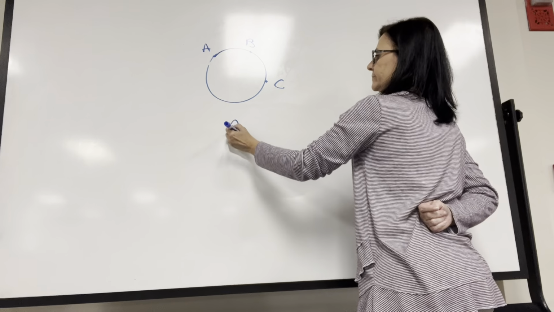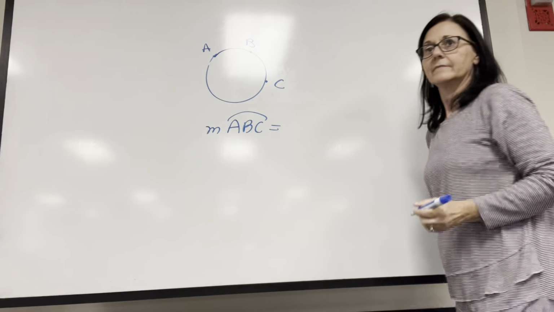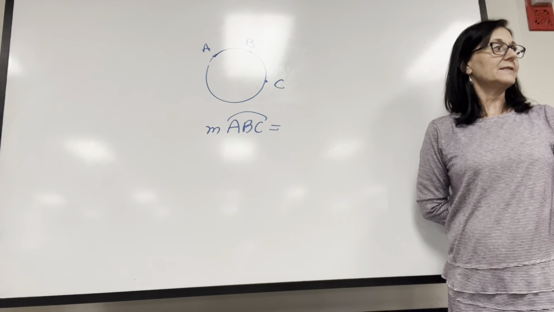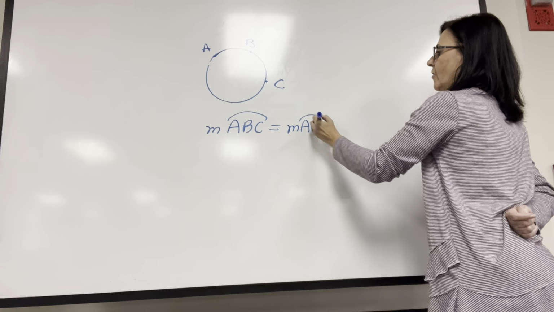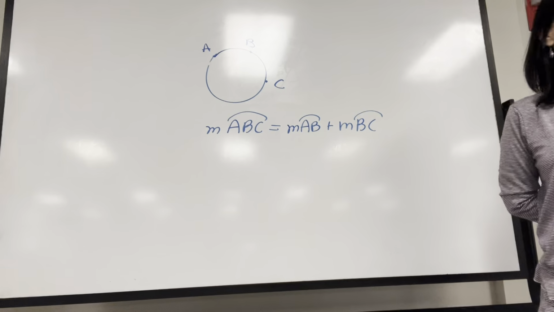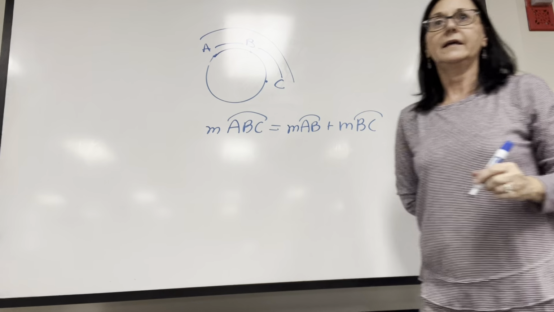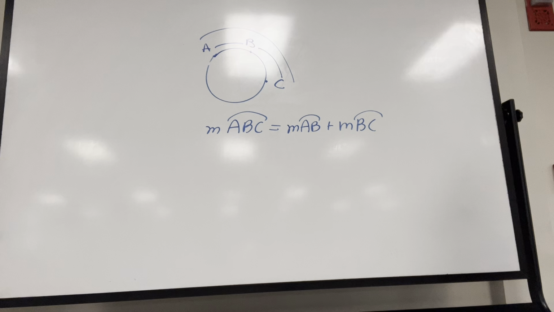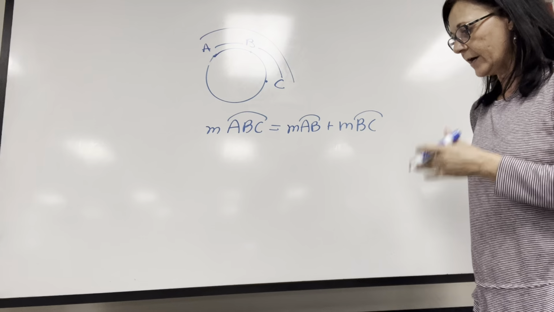such that the measure of arc ABC is going to equal the measure of the pieces that make it up. It is going to equal the measure of arc AB plus the measure of arc BC. Does that make sense? Here's AB, there's BC. The measure of the whole arc is equal to the measure of the two pieces that make the arc up. All right, so that's the arc addition postulate.